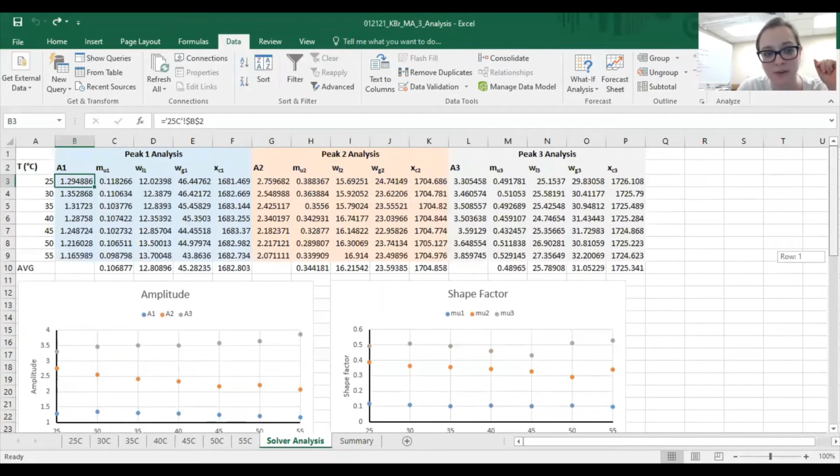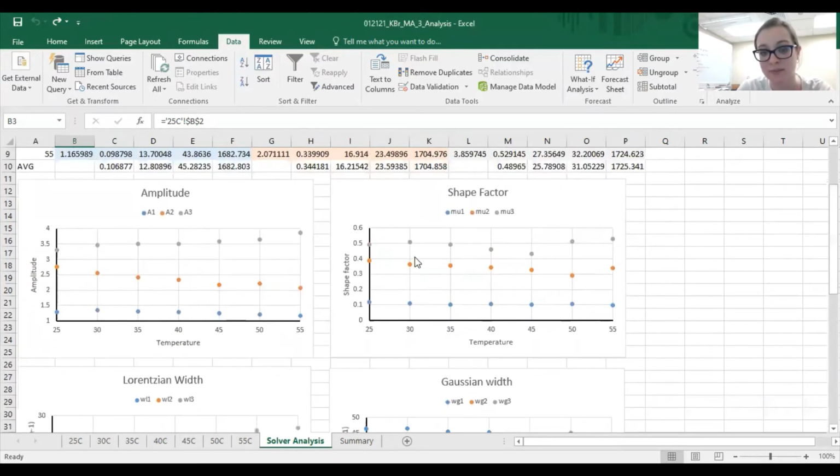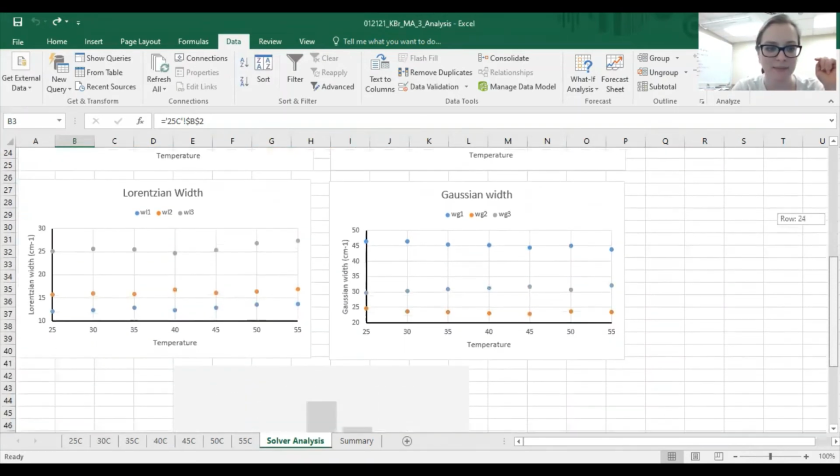The shape factors, however, which is our M values, should be fairly constant. So we can see we have some problems with this data set and that they're not very constant, particularly around 40 and 45 degrees. We've got something kind of strange going on with the 3rd peak. So these should be almost constant for each peak. So not that each peak should be the same, but say peak 3 across all temperatures should be fairly constant. So we want to make sure that these are not moving around, and these are moving around a little bit. So we probably need to go up, fix those fits a tiny bit.